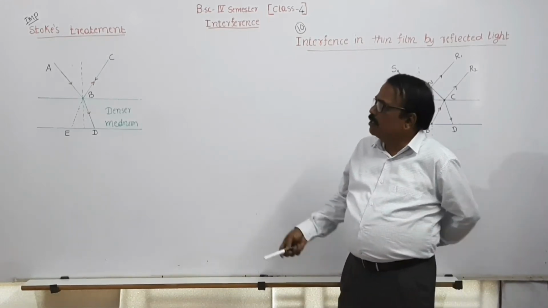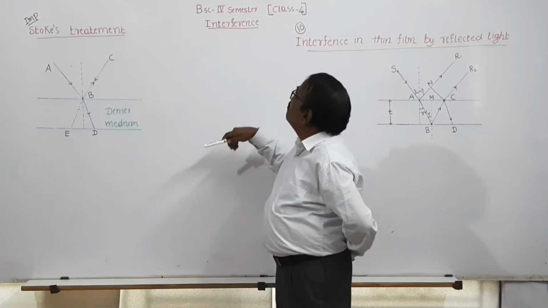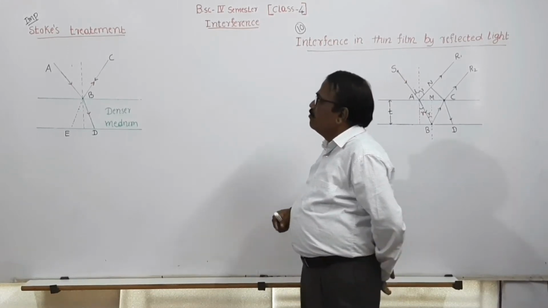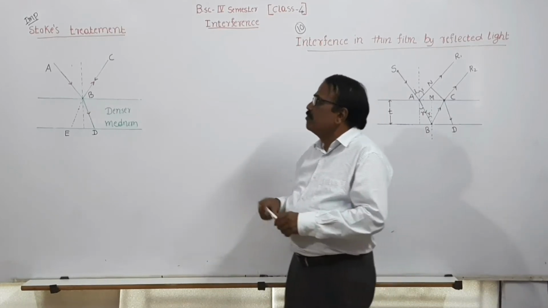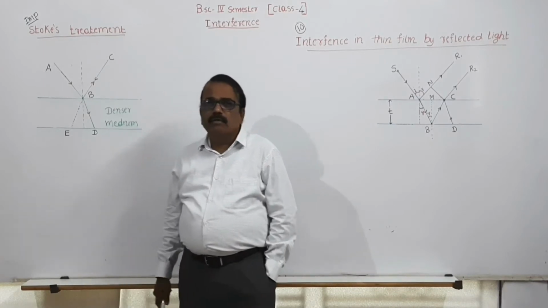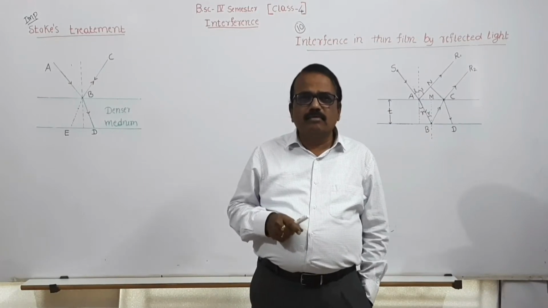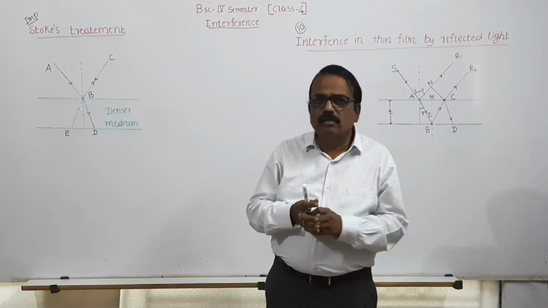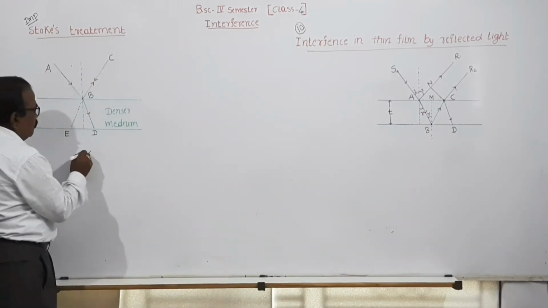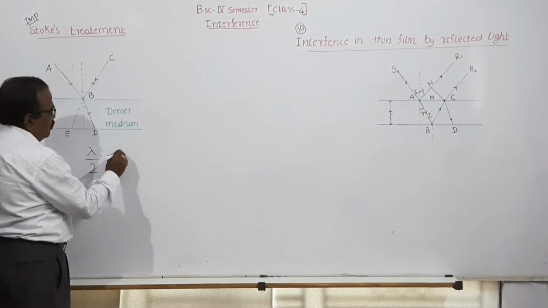In this class, we have to study what is Stokes treatment and interference in thin films by reflected light. According to this Stokes treatment, a wave reflected from the denser medium gets accelerated by a distance equal to lambda by 2, or its phase increases by pi.